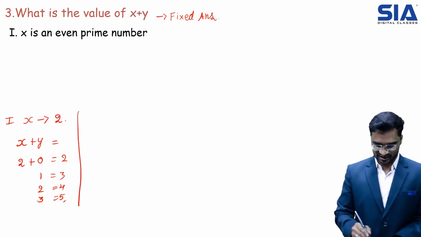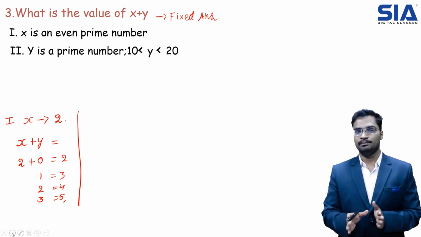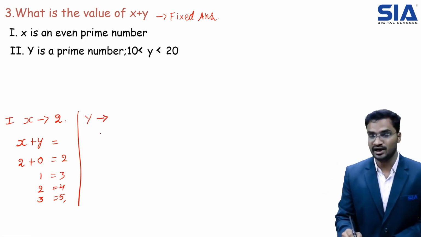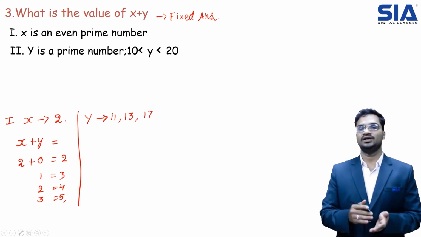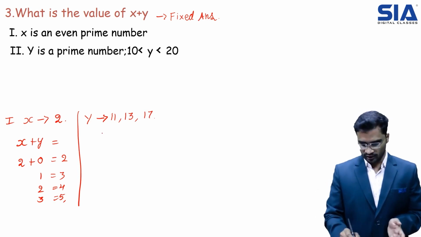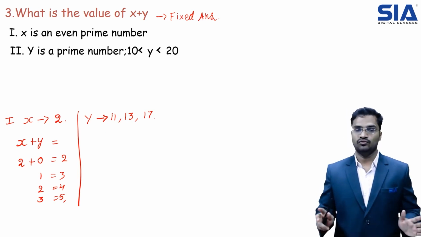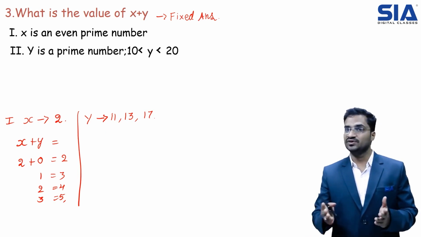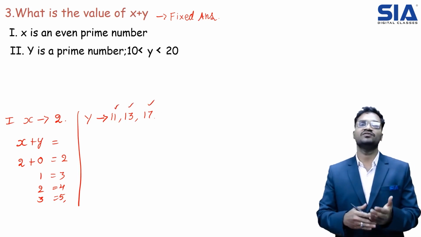Now coming to the second statement, let us see what it says. The second statement says that y is a prime number between 10 and 20. The prime numbers after 10 are 11, 13, then 17. So y can be 11, 13 and 17. From only the second statement, can I tell a fixed answer for x plus y? No, I cannot, as the y value is simply changing. The y value itself is not fixed.